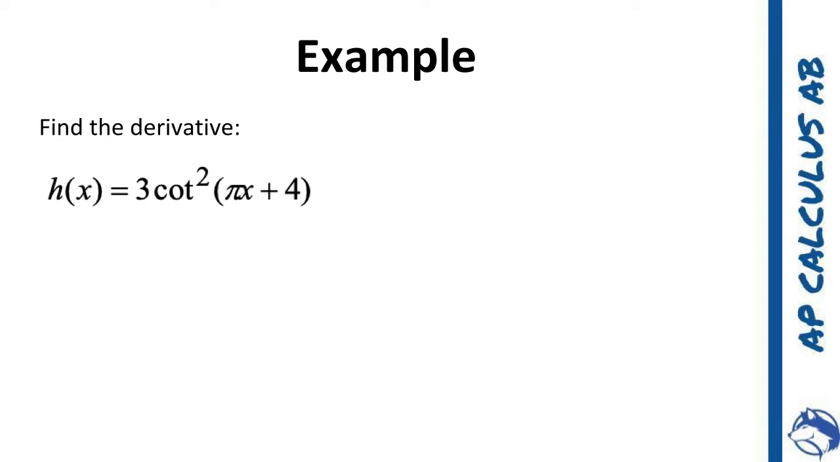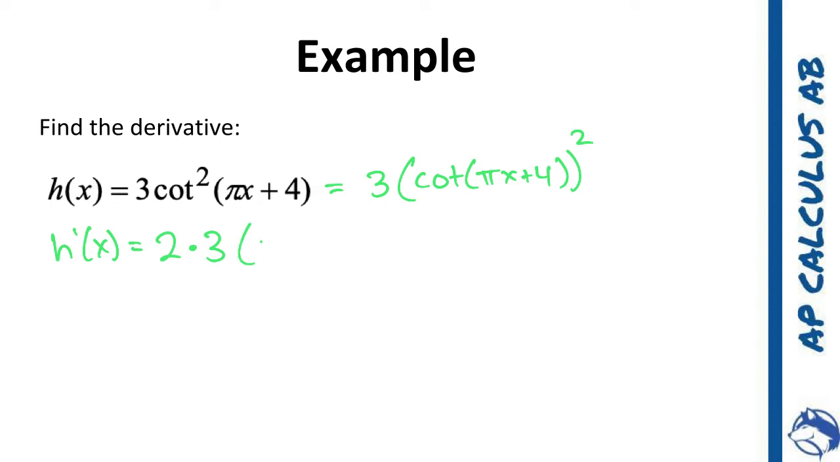Alright, so here's another example, but it's using a trig function this time. So I want to say that h prime of x is equal to, and then I'm going to go ahead and start doing the derivative, but remember the notation, so this is actually equal to 3 times the quantity cotangent of pi x plus 4, that whole thing squared. So what I need to do is it's 2 times 3, and then this is the cotangent of pi x plus 4, and this is really to the first power now, which we don't need to write in on this.